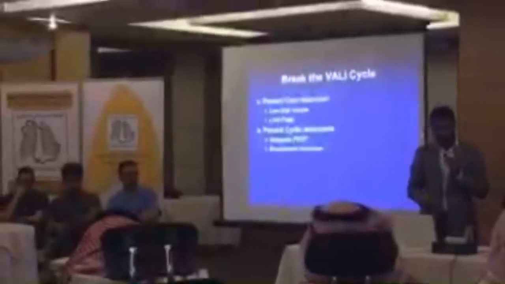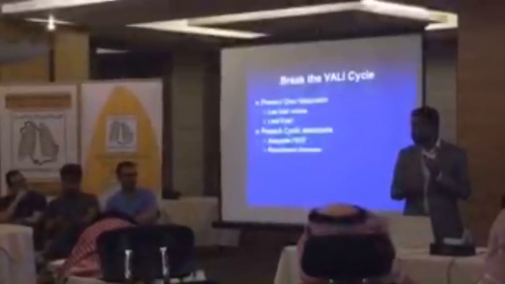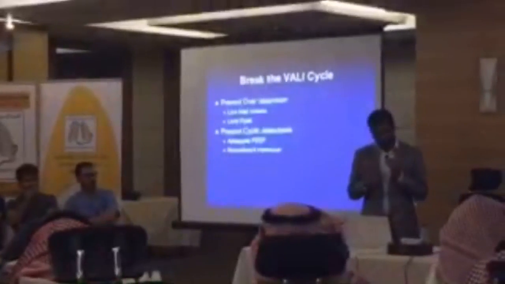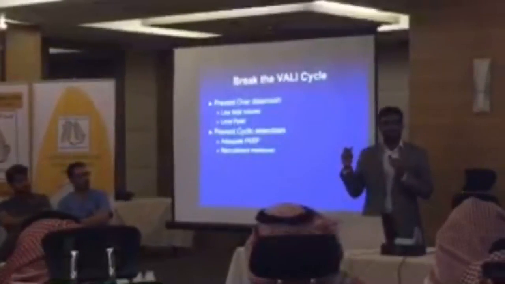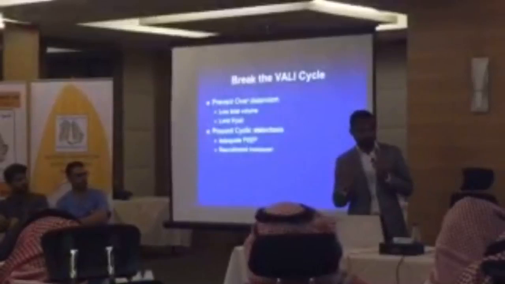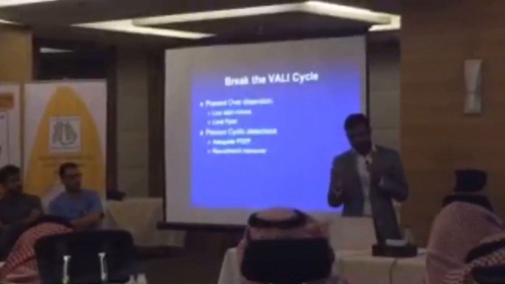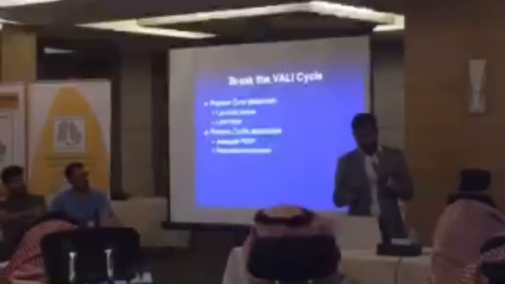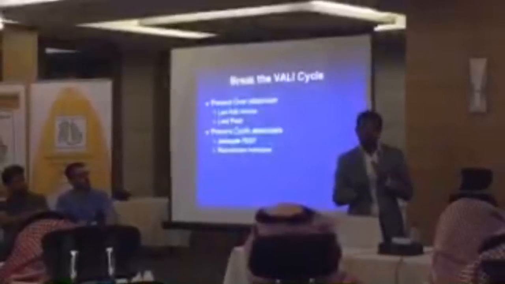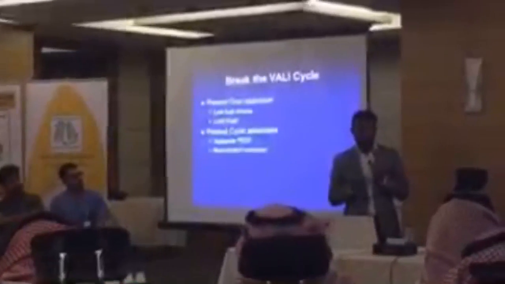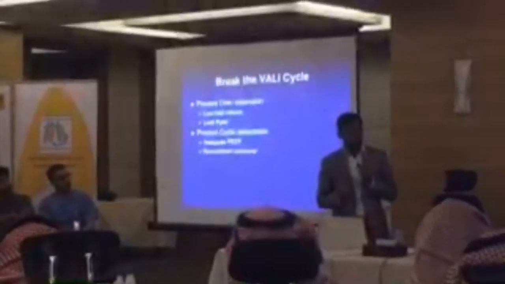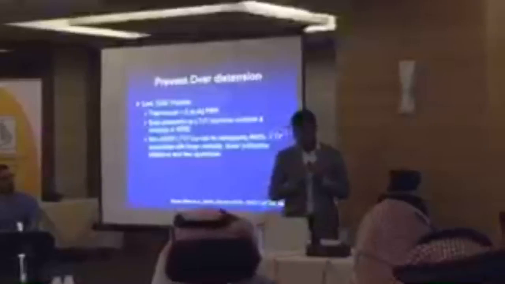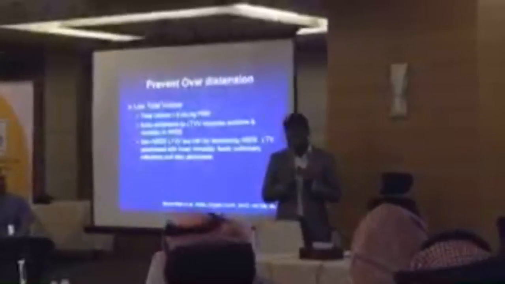So as an RT, it's very important for us to know the two methods. To prevent over-distension, how do we do it? By decreasing the tidal volume and decreasing the plateau pressure. Preventing cyclical atelectasis is done by maintaining adequate PEEP and recruitment maneuvers. So recruitment maneuvers have a role in decreasing cyclical atelectasis. Okay? So you prevent over-distension by low tidal volume.